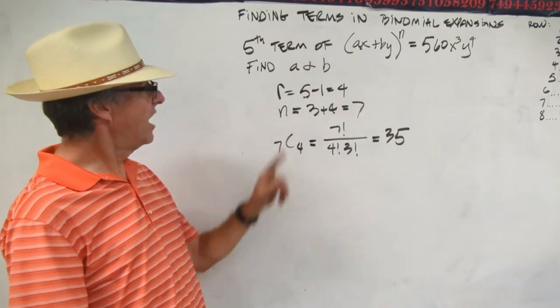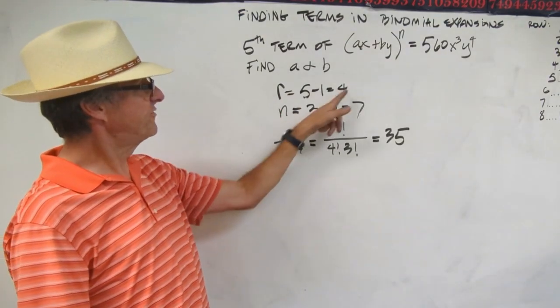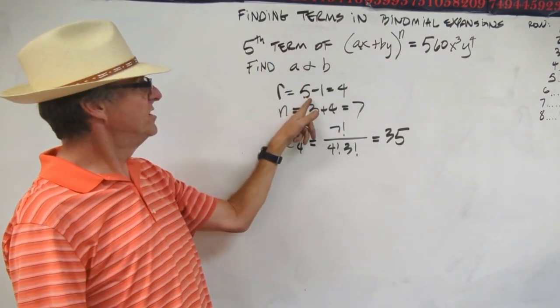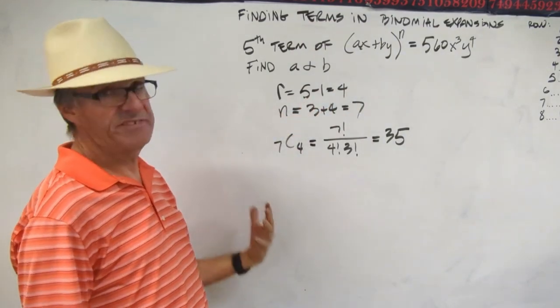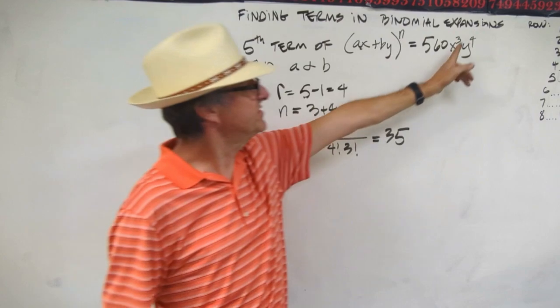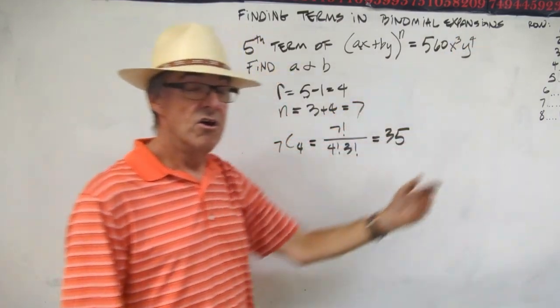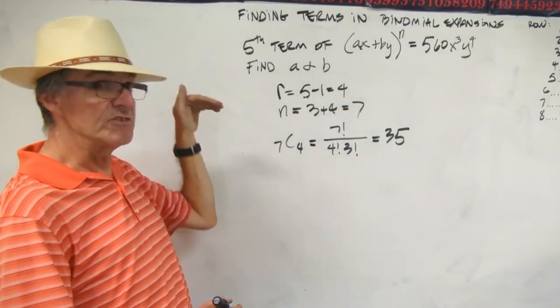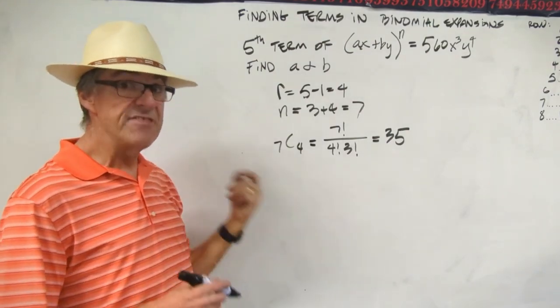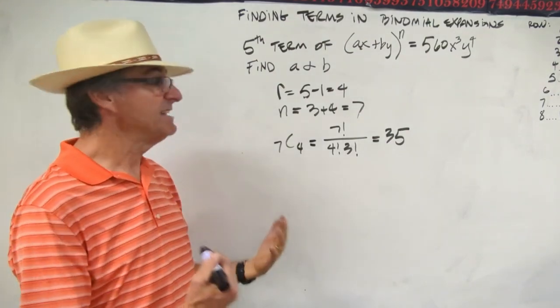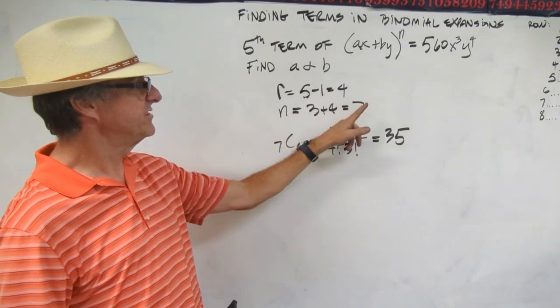Okay, so check this out. I figured out that my r is 4 because I'm looking for the fifth term. So r is just the term number minus 1. And my n is going to be 7. And the way I can tell that is to just add the powers on x and y. Remember, the powers on the x always count down from n, and the powers on the y always count up from 0. So when you add those two powers together, you always get n. So I just did 3 plus 4 is 7.